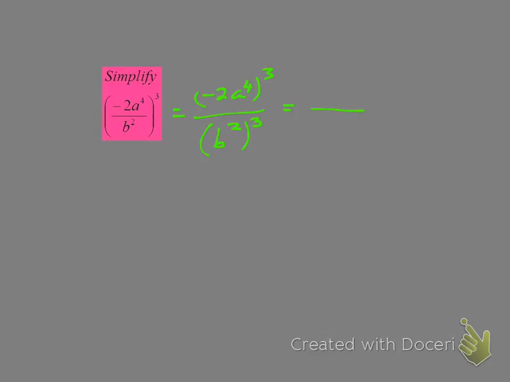Okay, now when I cube the bottom, what's that going to become? B to the 6, right? 2 times 3 gives you 6. So B to the 6th.